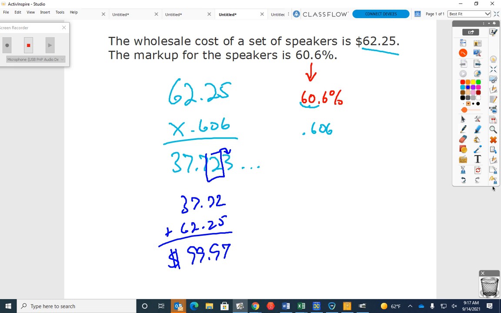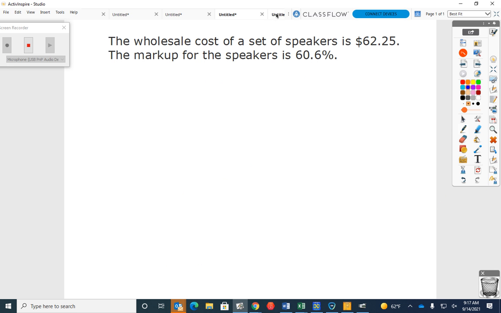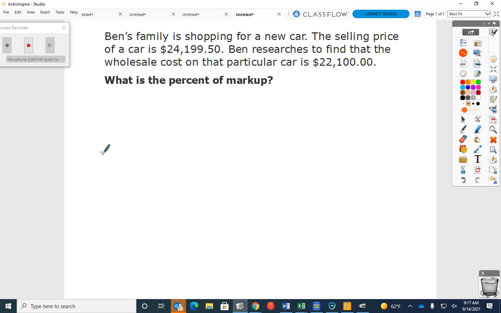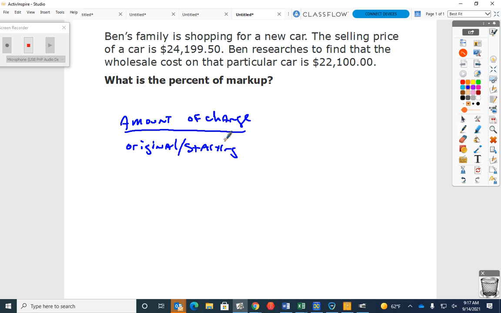Okay. If you remember, if I'm trying to find the percent, this is the exact same thing as percent of increase or decrease. You guys remember how I found that? You find the amount of change or the difference, right? And what do I divide by? The original or the what? Starting amount. Agreed? Okay, so if I'm trying to find the percent of markup, Ben's family is shopping for a new car. The selling price of the car is $24,199.50. He researches to find out the wholesale cost of that car is $22,100.